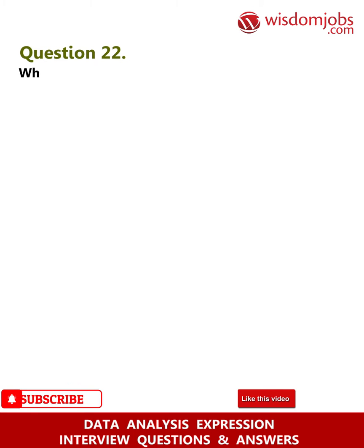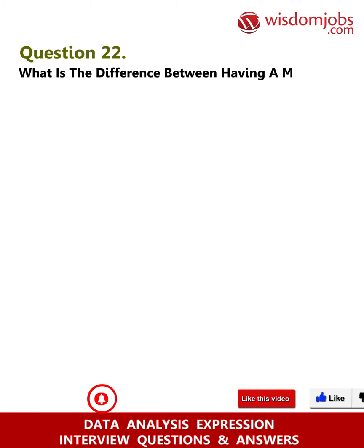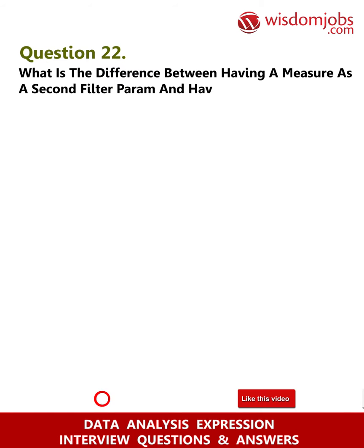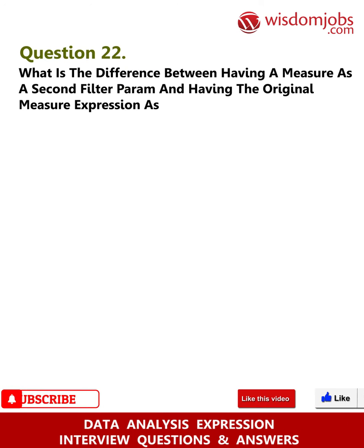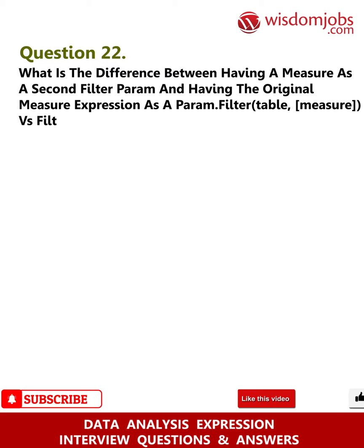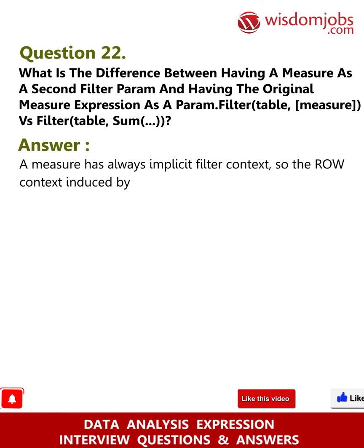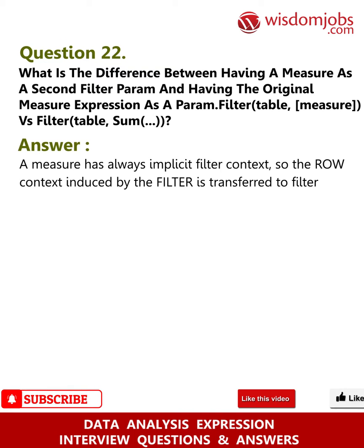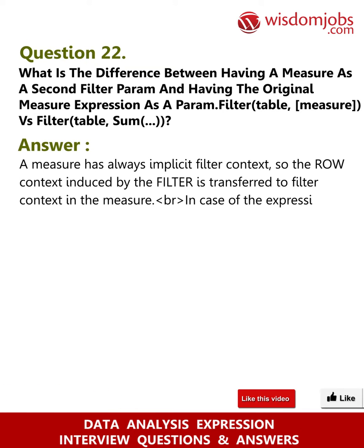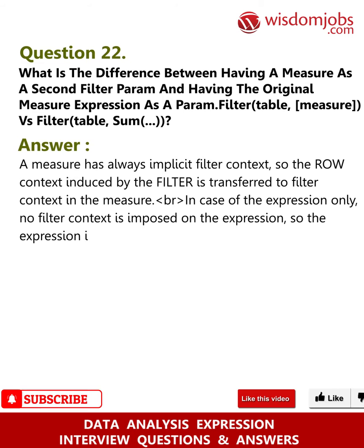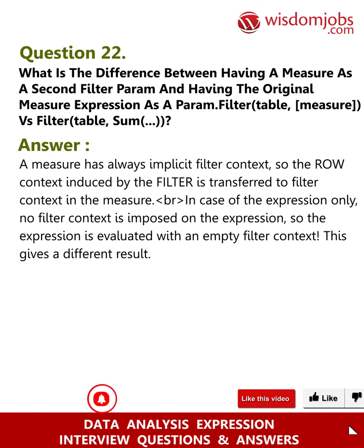Question 22. What is the difference between having a measure as a second filter parameter and having the original measure expression as a parameter, FILTER table, measure versus FILTER table, SUM? Answer. A measure has always implicit filter context, so the row context induced by the filter is transferred to filter context in the measure. In case of the expression only, no filter context is imposed on the expression, so the expression is evaluated with an empty filter context. This gives a different result.